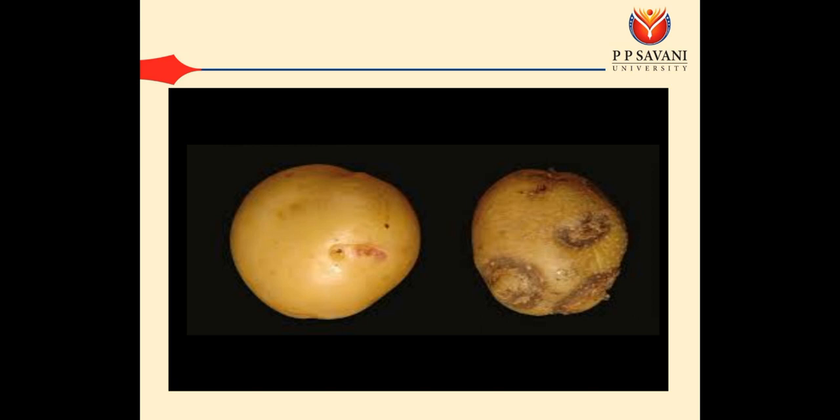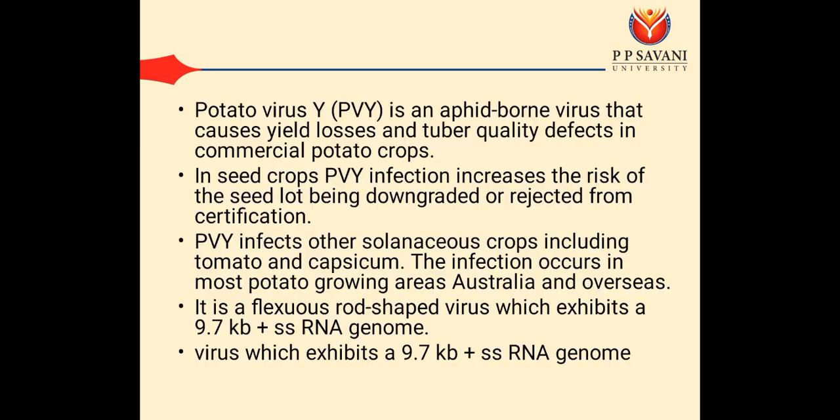So we see potato virus infected. Here is the picture of how potato is infected with virus. Potato virus Y is an aphid-borne virus that causes yield losses and tuber quality defects in commercial potato crops. Potato virus Y infects other solanaceous crops including tomato and capsicum.